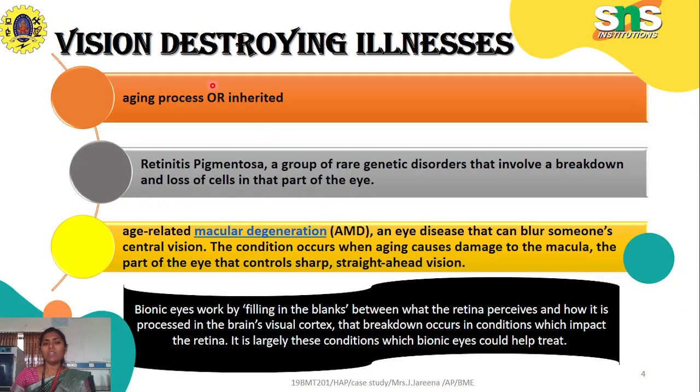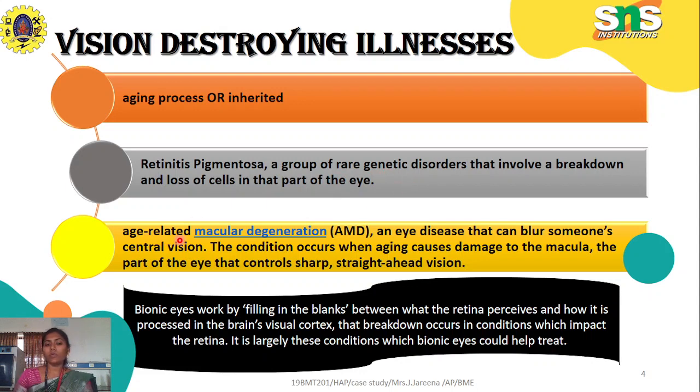So what are the major eye problems, the vision-destroying illnesses prevailing these days? There are many reasons. One reason is related to aging, another is inherited, that is genetic. One such problem is called retinitis pigmentosa. This is a type of genetic disorder where some cells, especially in the retina, are affected. Once the retina is affected, we can't see things properly, which ends up in blindness.